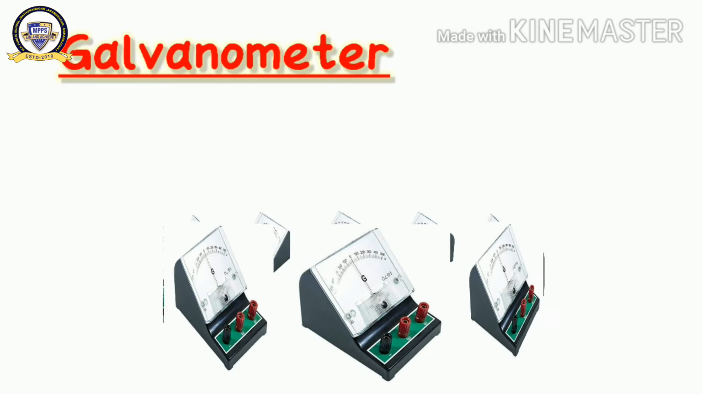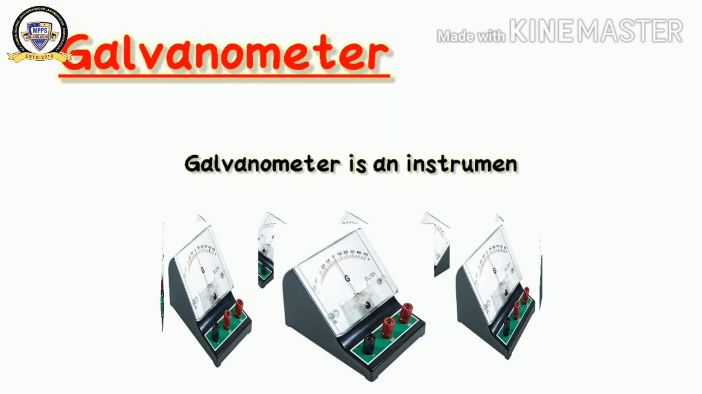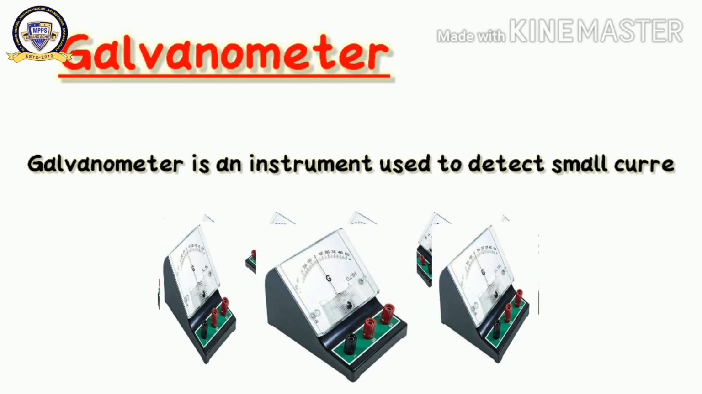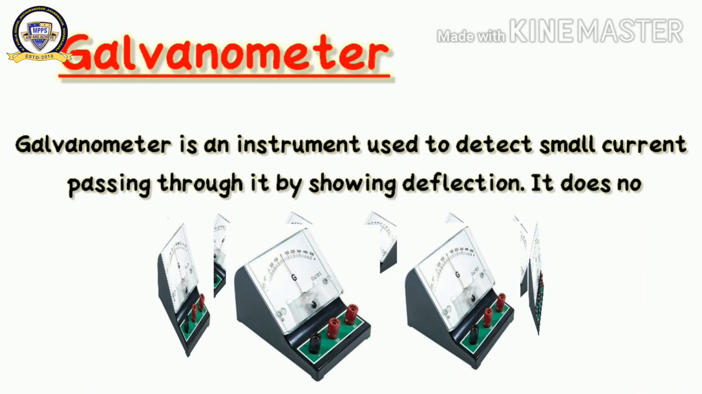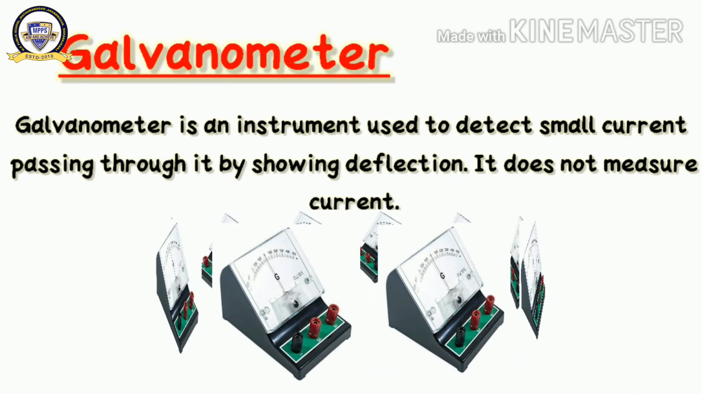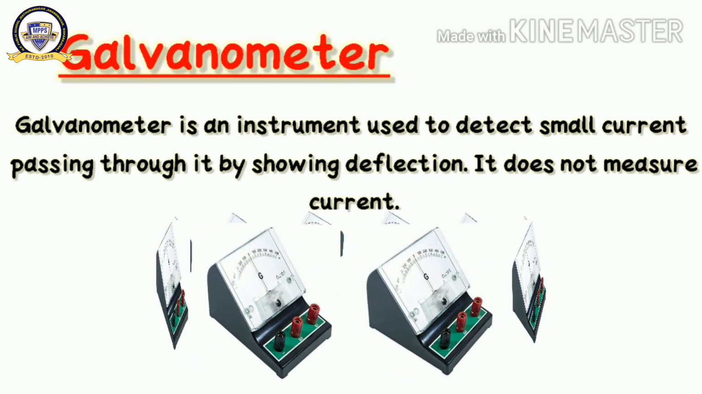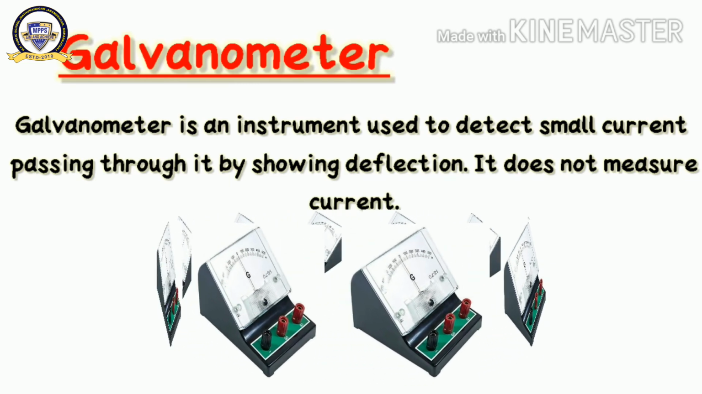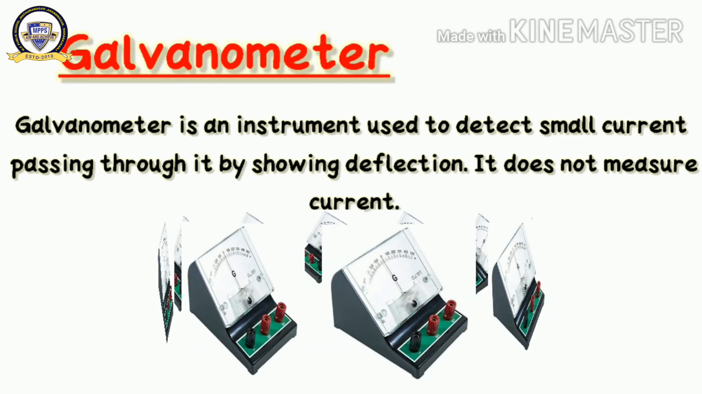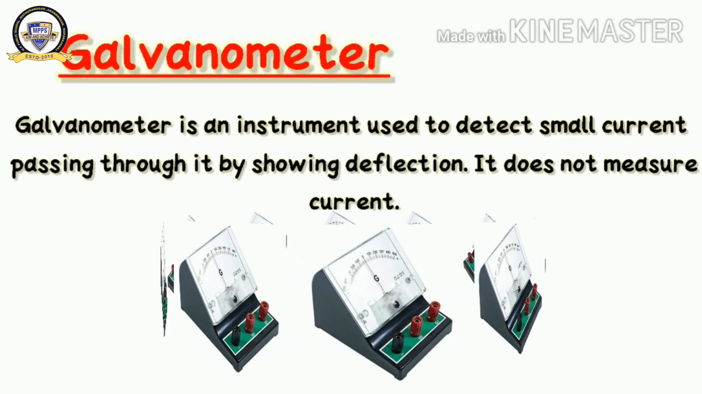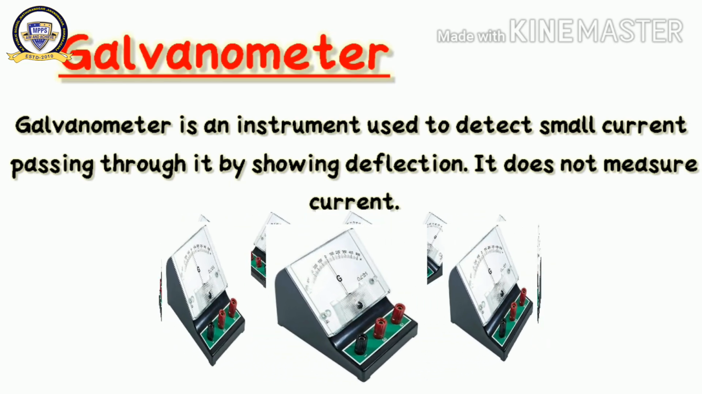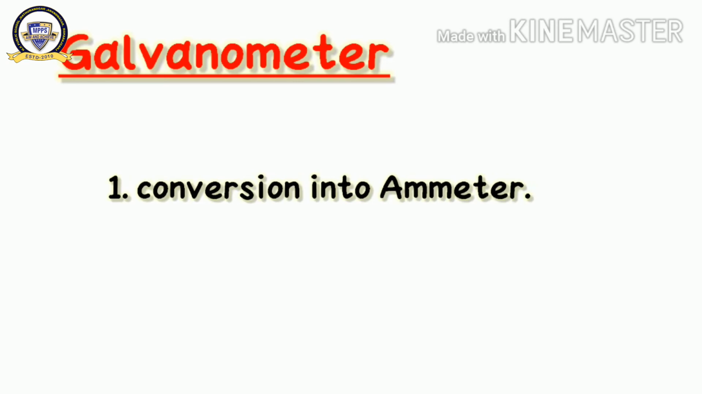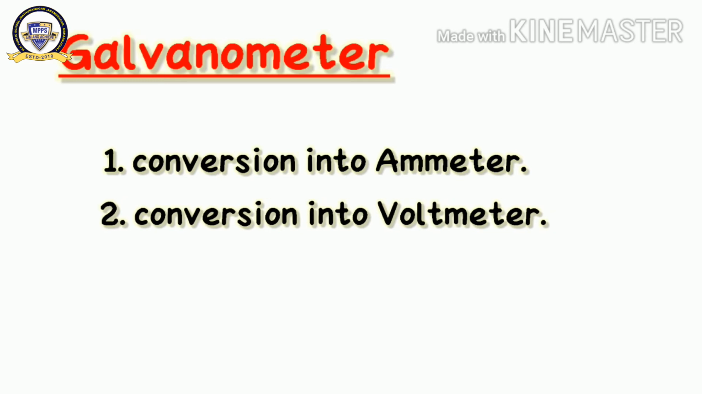In this regard, firstly we will deal with the galvanometer. It is an instrument used to detect small current passing through it by showing deflection. It does not measure the current. Another instrument, the ammeter, which we will study later, indicates the magnitude or intensity of the current. But the galvanometer is only an instrument used to detect small current passing through it by showing deflection. Once again, it does not measure current. It can be converted into a voltmeter and ammeter also.